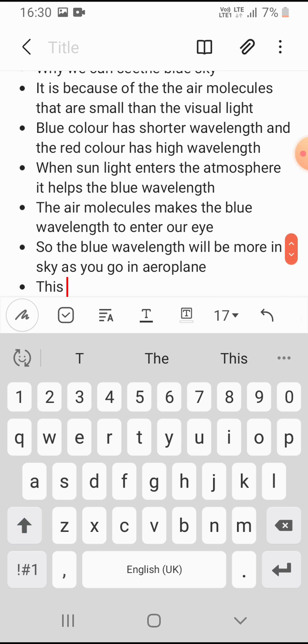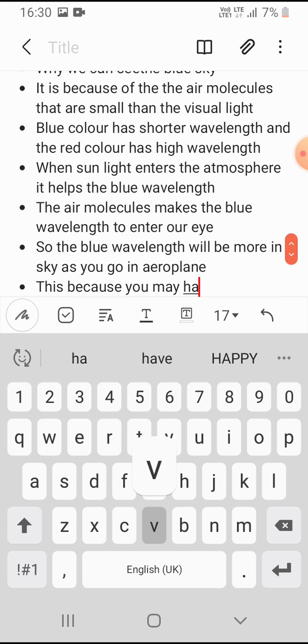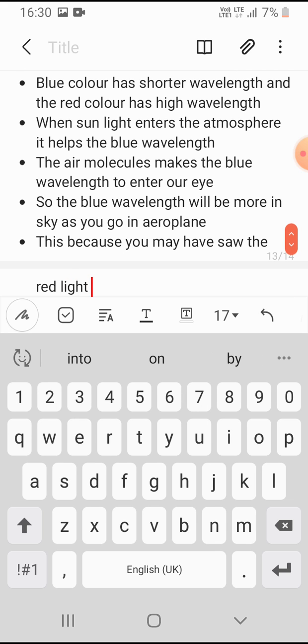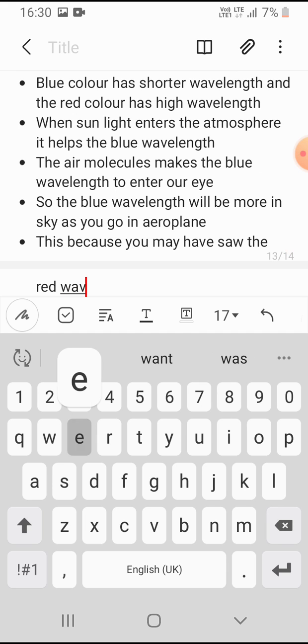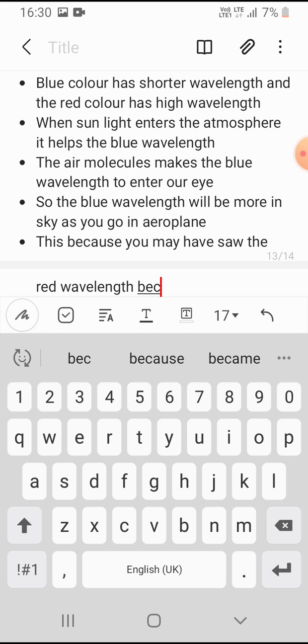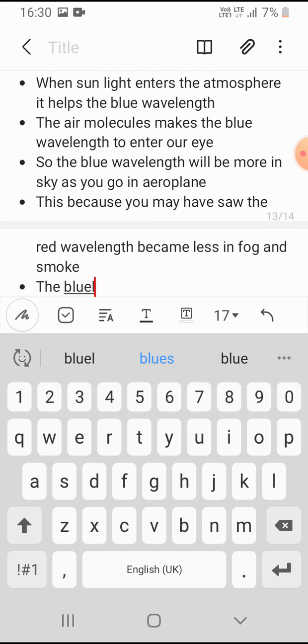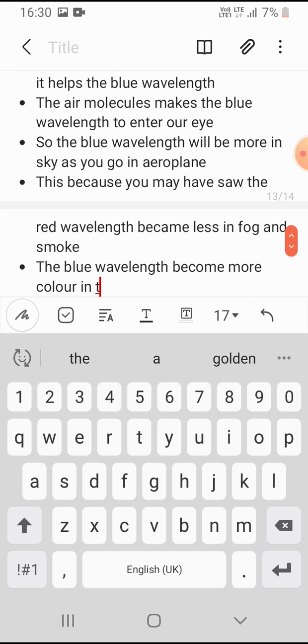This is because you may have seen the red wavelength become less in fog and smoke. Like that only, the blue wavelength becomes more powerful. Like that only, the blue wavelength becomes more colorful in the sky.